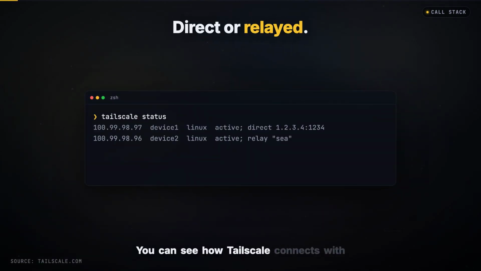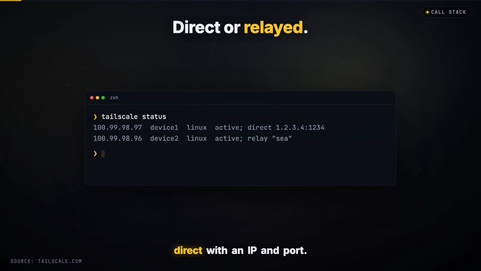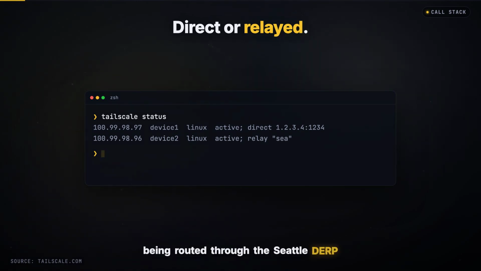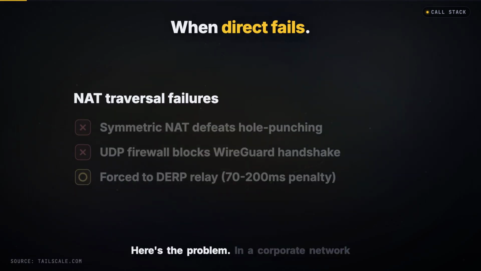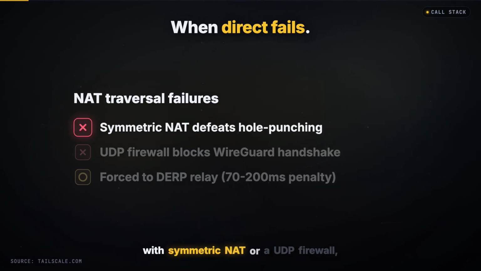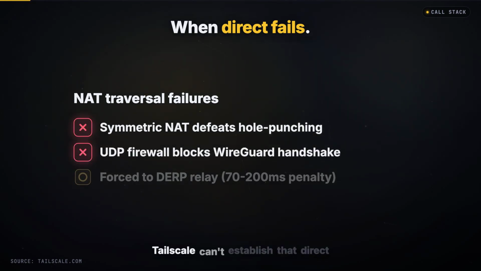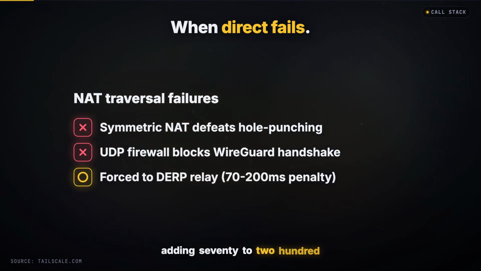You can see how Tailscale connects with tailscale status. The first device shows direct with an IP and port. The second shows relay C. Traffic is being routed through the Seattle DERP server. Here's the problem. In a corporate network with symmetric NAT or a UDP firewall, Tailscale can't establish that direct link. You're stuck on a relay, adding 70 to 200 milliseconds.